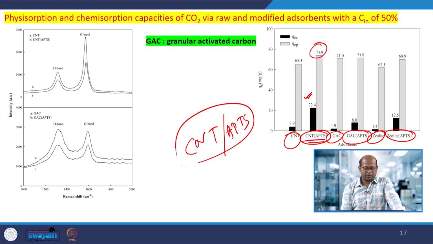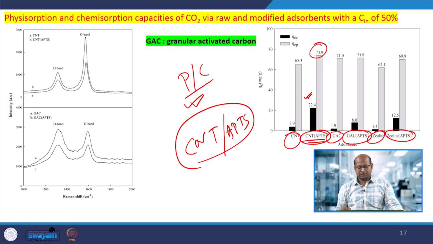Okay. So, amine functionalized CNT, that is physically as well as chemically, CO2 adsorption capacity is much better than activated carbons or zeolites. Okay.